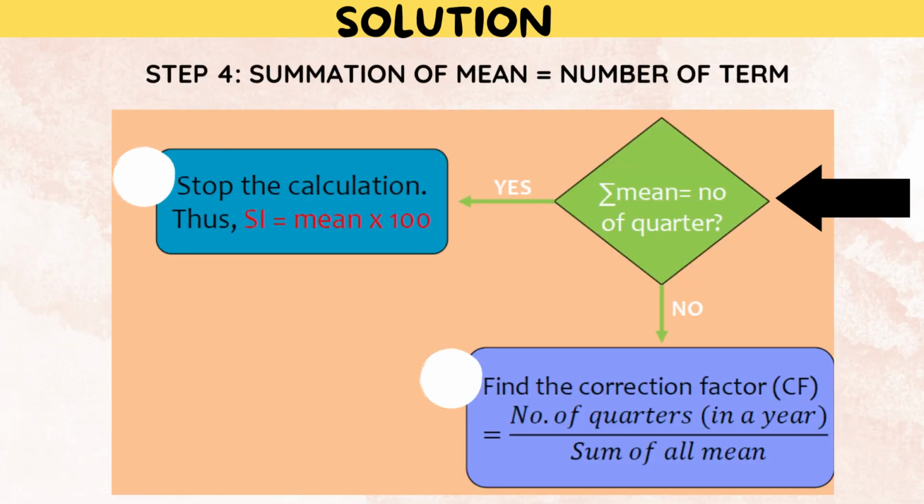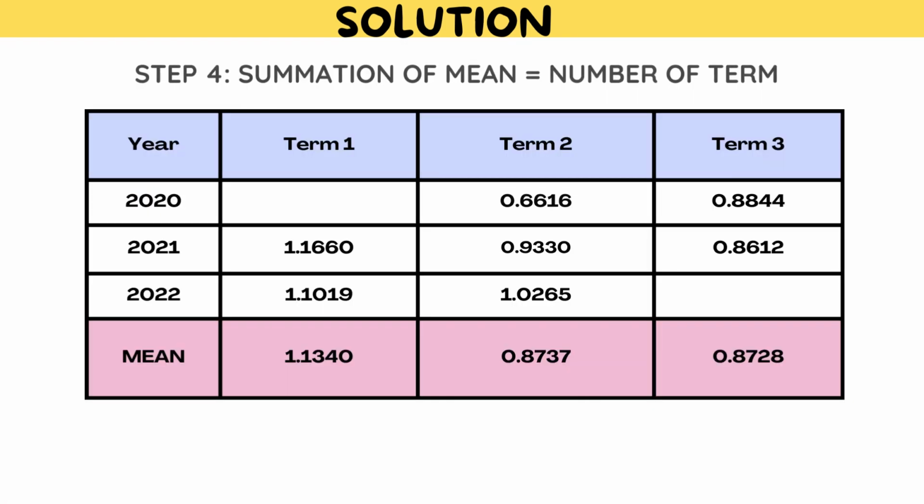Now moving on to step number 4. You have to check whether your summation of means is equal to the number of terms. If the answer is yes, you have to stop the calculation. Your seasonal index equals mean times 100. But if your summation of means is not equal to the number of terms, you have to find the correction factor, or CF. The formula is the number of quarters, or number of terms, divided by the summation of all means.